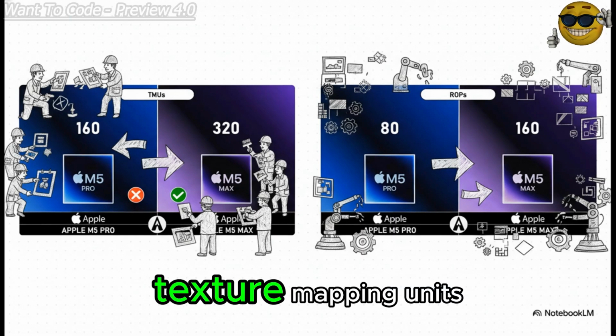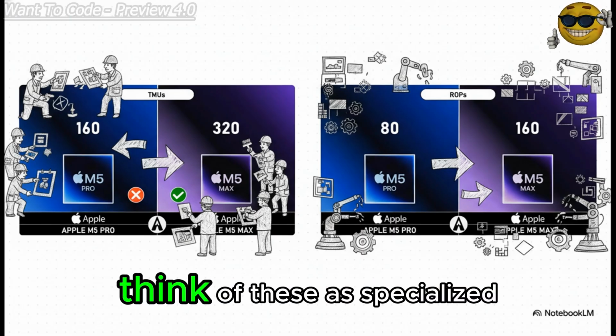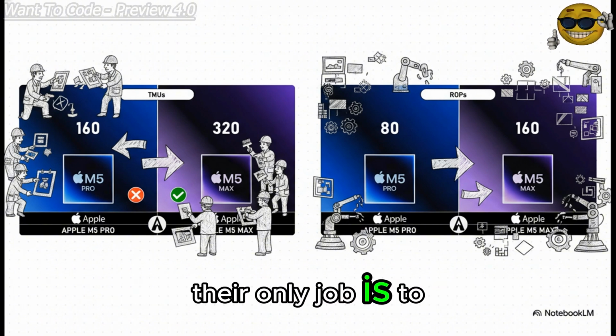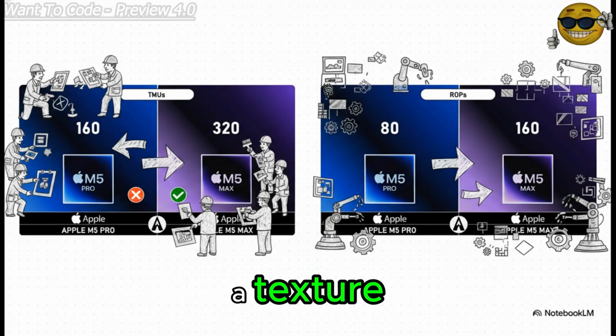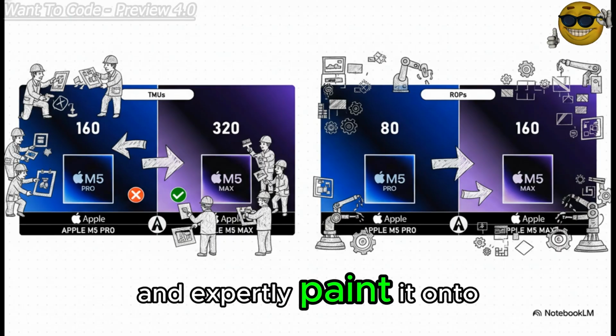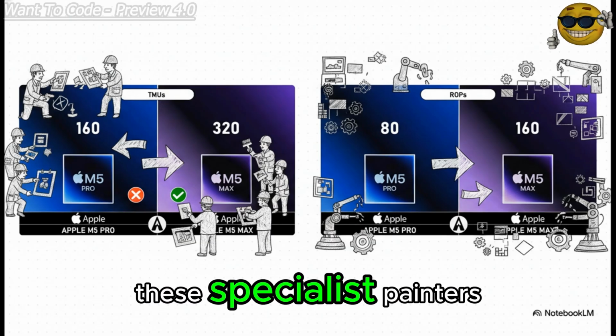On the left, you see Texture Mapping Units, or TMUs. In a 3D game or an animation, think of these as specialized painters on your assembly line. Their only job is to take a flat 2D picture, a texture, like the pattern of wood grain or the look of bricks, and expertly paint it onto the surface of a 3D object to make it look real. The M5 Max has twice as many of these specialist painters.